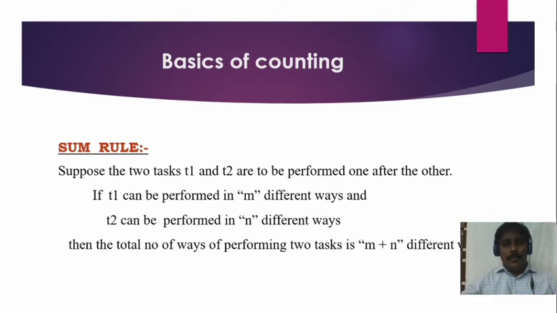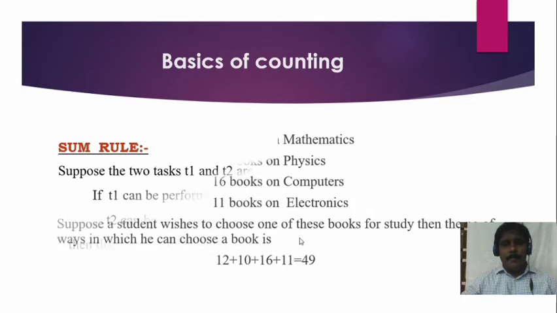By the help of the sum rule, we already know that sum means plus. So the total number of ways of performing the two tasks is m plus n different ways. Now we see some examples.